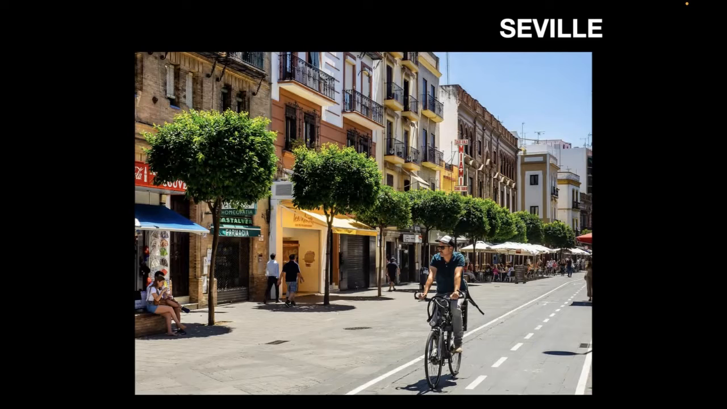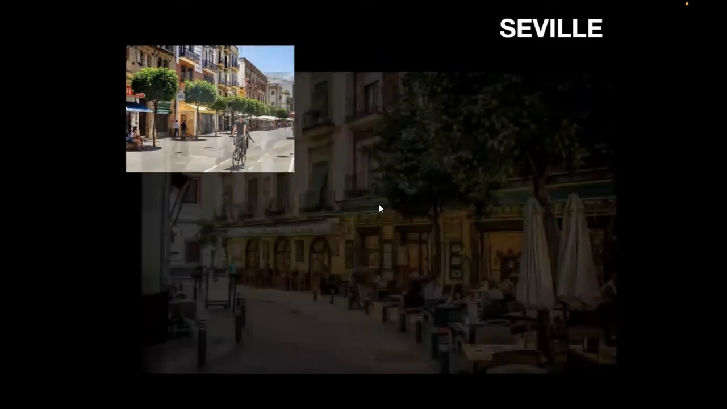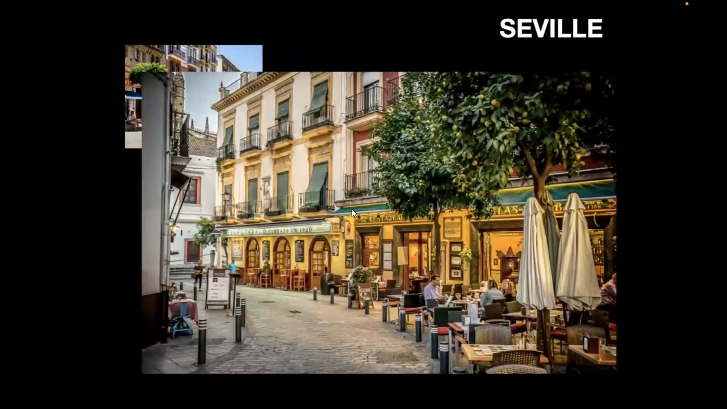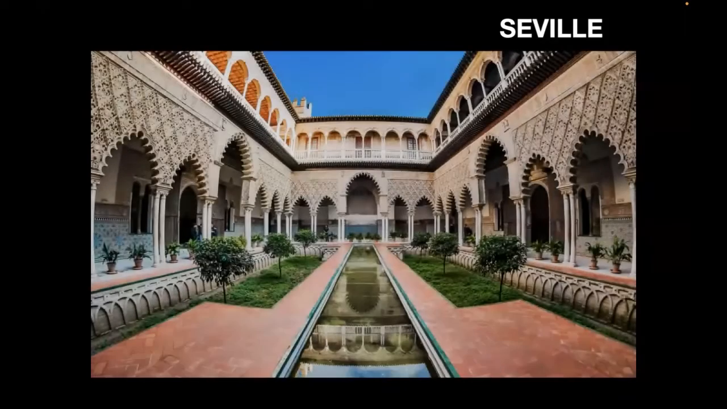Now, Seville, this is a very pleasant city with nice streets and side street cafes. And as we see here, cobblestone streets, and we will walk around the neighborhood, have time to enjoy and have some coffee. Then we will continue our visits with Royal Alcazar.